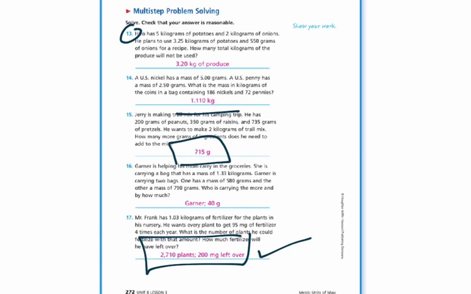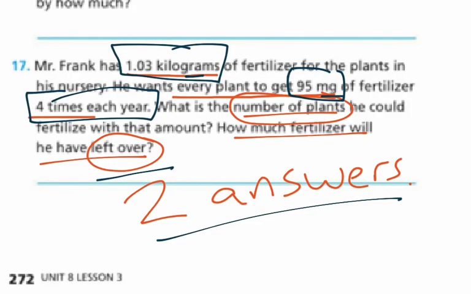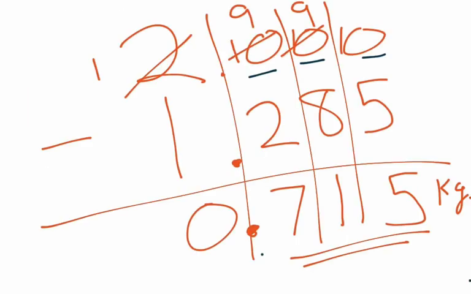Let me check 715 for number 15. So 715 grams, let me check number 15. I think I made a mistake because I think I left it as kilograms. Yeah, I left it as kilograms, so I need to change that back into grams. So to do that, I move that over 3 times, and I get 715 grams.